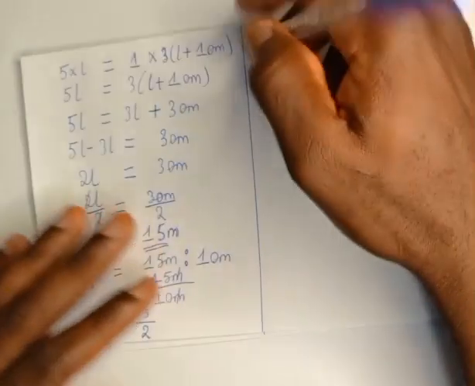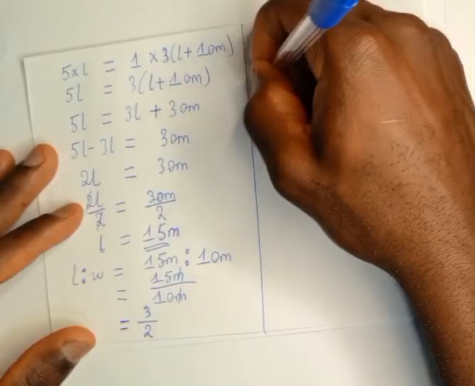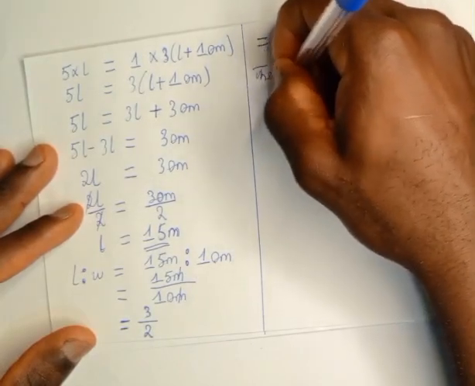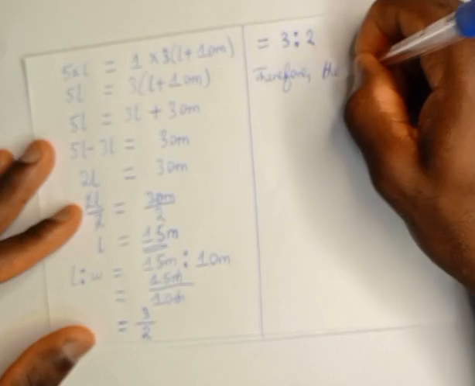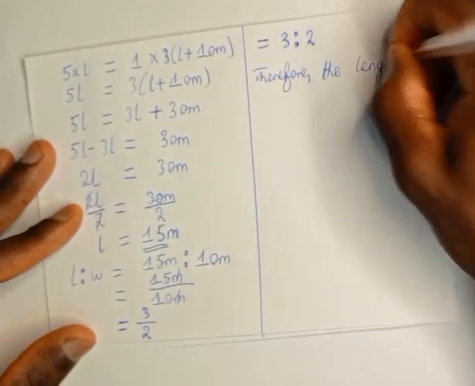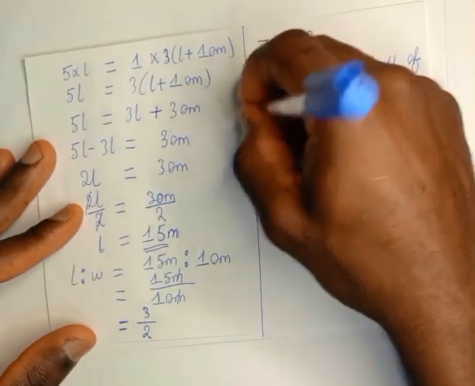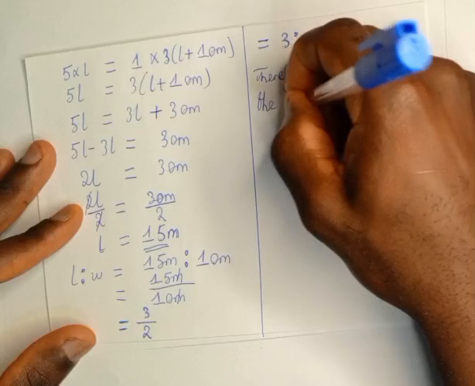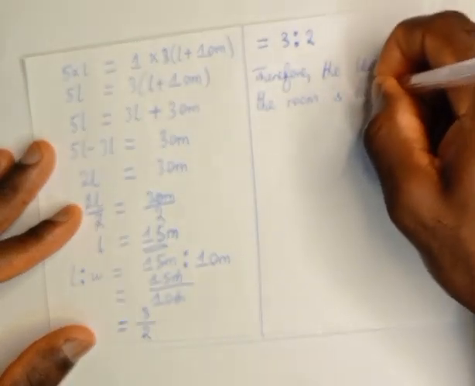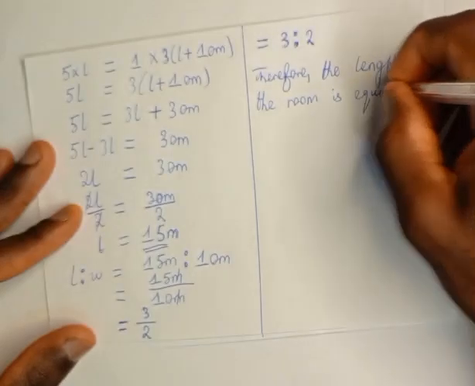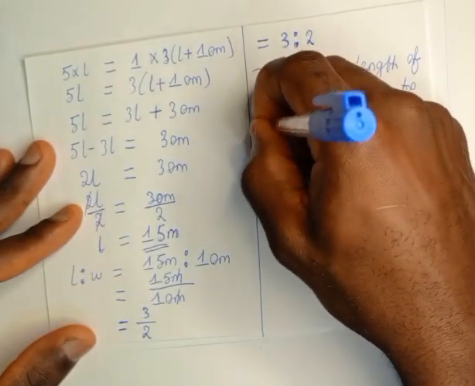So we conclude, therefore, the length of the room is equal to 15 meters.